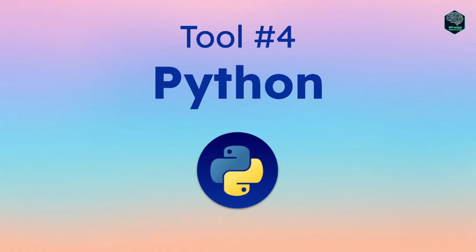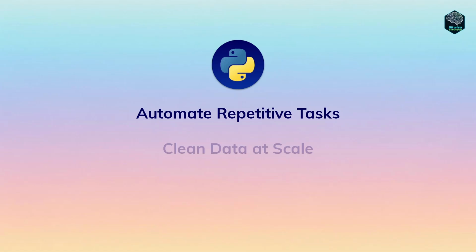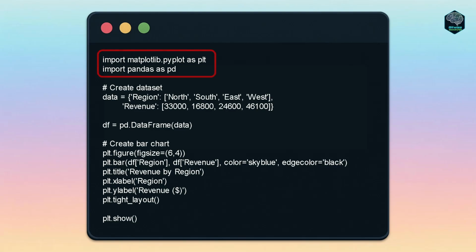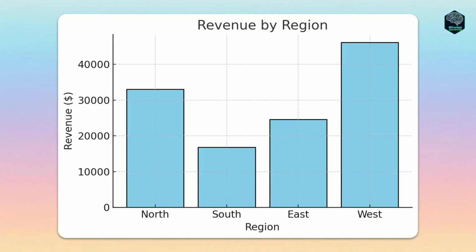If you're working with large datasets or doing advanced analytics, Python is your best friend. Python allows you to automate repetitive work, clean data at scale, and apply statistical or machine learning models. Python libraries like Pandas, NumPy, and Matplotlib make it easy to analyze and visualize data programmatically.